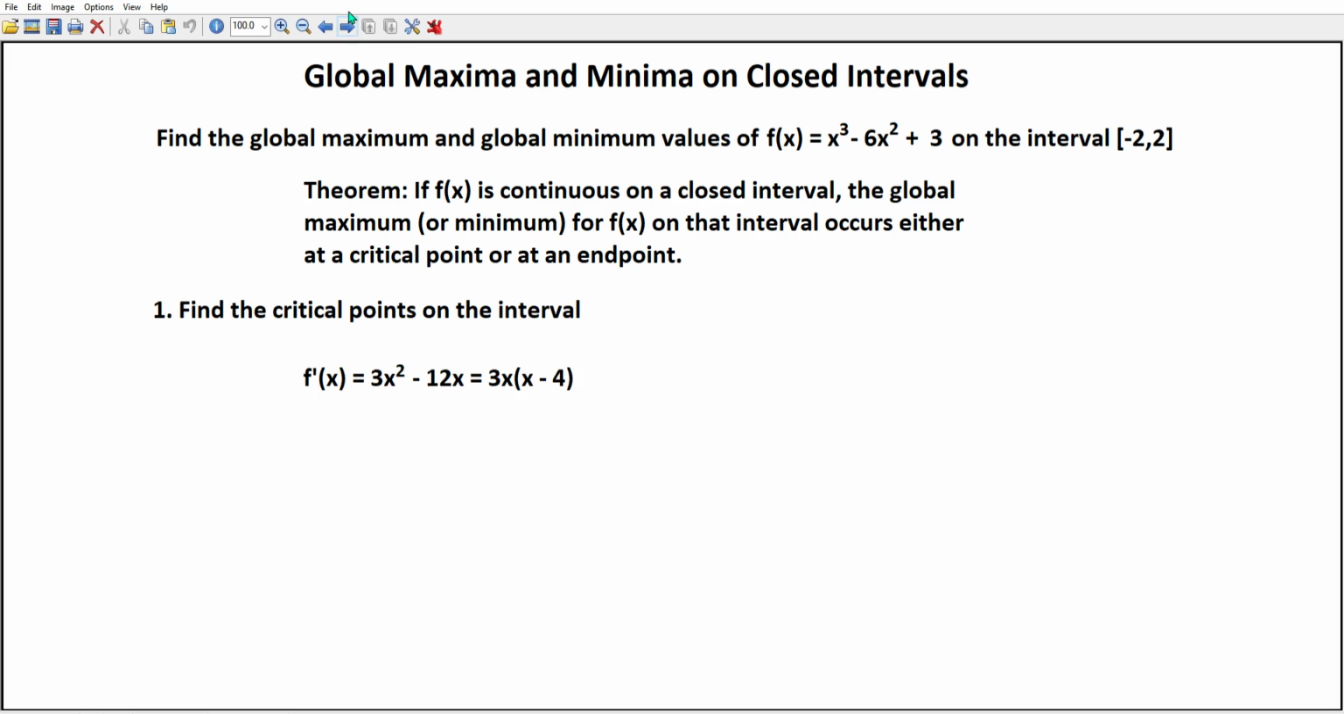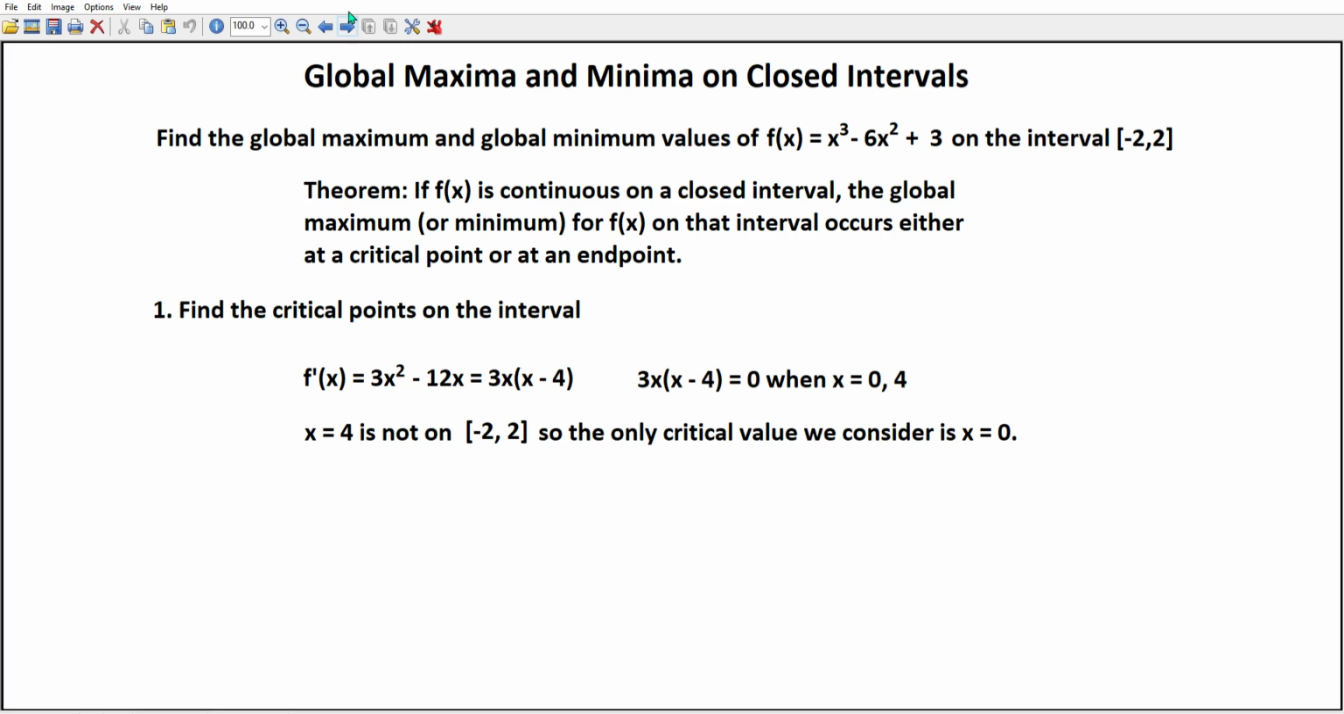So we take the derivative, f prime of x, which is 3x squared minus 12x, which factors as 3x times x minus 4. When we set that equal to 0, we see that the solutions are x equals 0 and x equals 4. However, 4 is not on the interval minus 2 to 2, so the only critical value we consider is x equals 0.